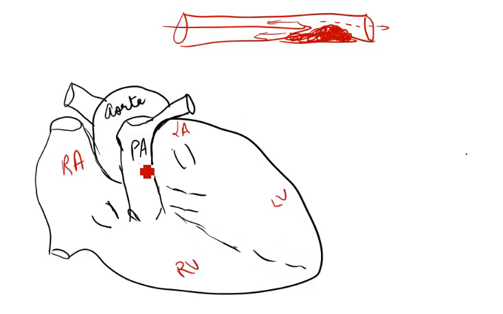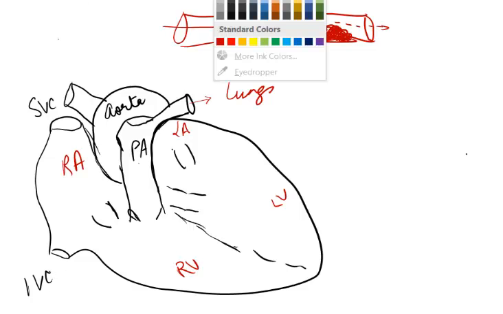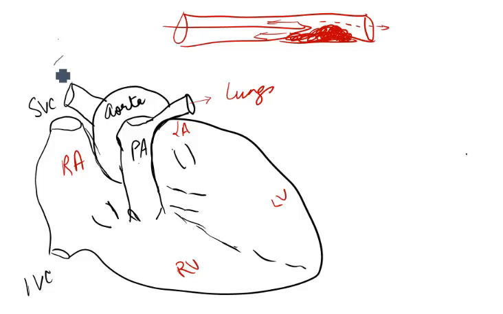This is the pulmonary artery and the aorta, and from the pulmonary artery the blood goes to the lungs. So let's just do one side. So in the right atrium, here's the opening of the superior vena cava, and here is the inferior vena cava. The superior vena cava brings blood from the upper part of the body. The inferior vena cava is bringing blood from the lower part of the body.